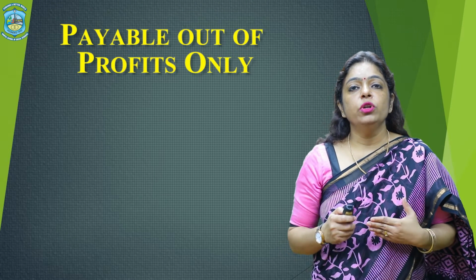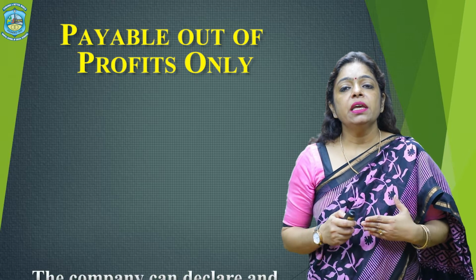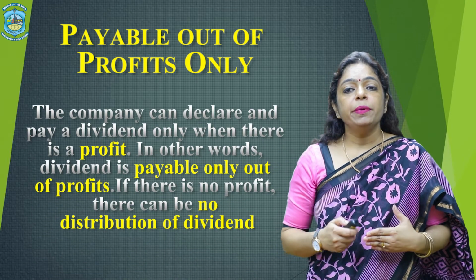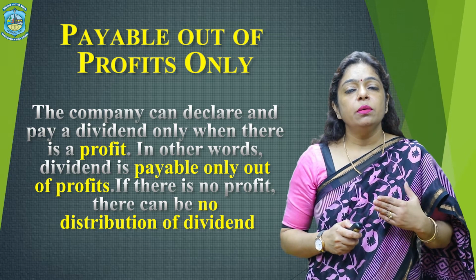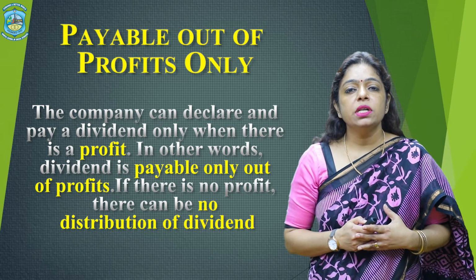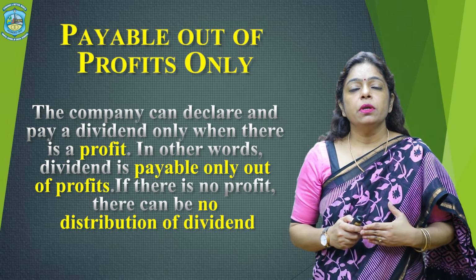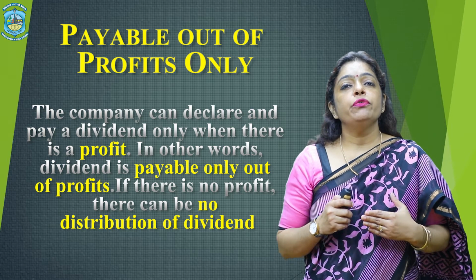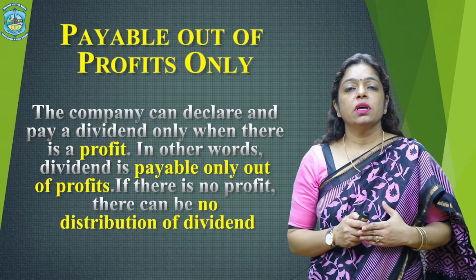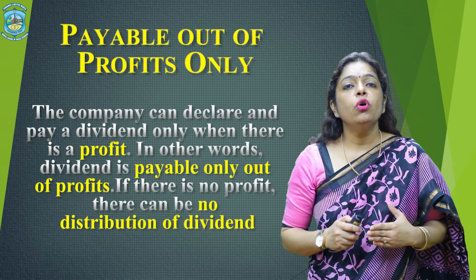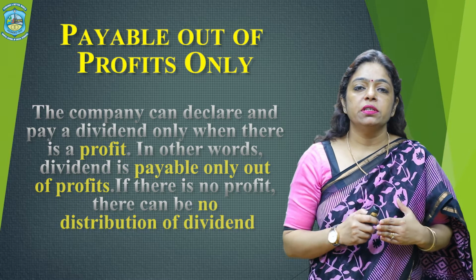Point number 7. Payable out of profits only. The company can declare and pay a dividend only when there is a profit. In other words, dividend is payable only out of profits. If there is no profit, there can be no distribution of dividend.